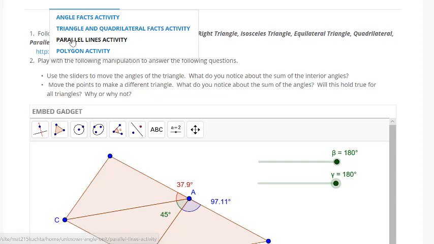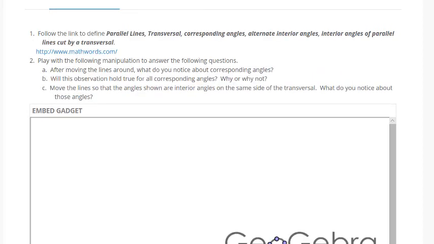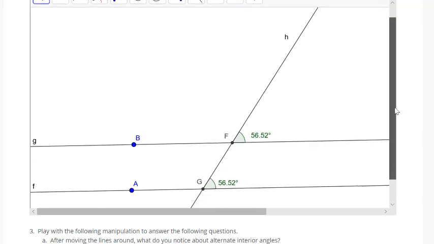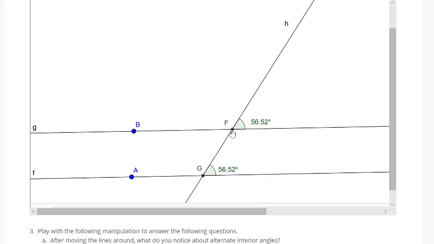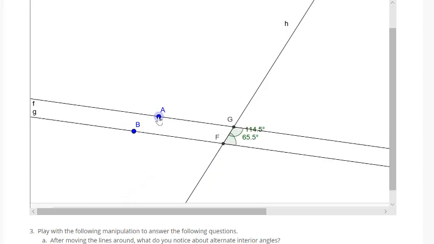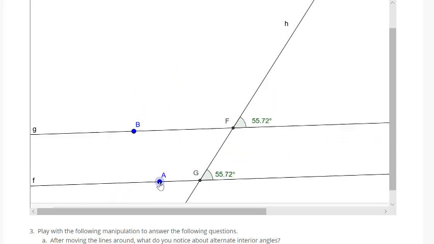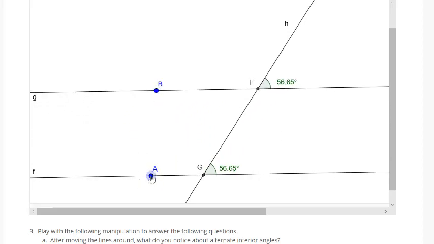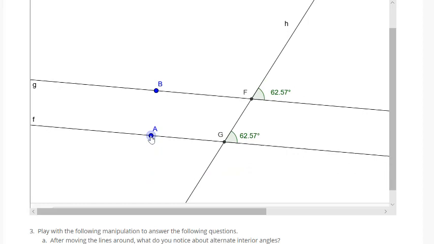If we look at parallel lines, here I'm looking at complementary angles. They're in the exact same spot. It doesn't matter if I move things around. I can see that if I move A and B, as long as they stay parallel to each other, they're always going to be the same.